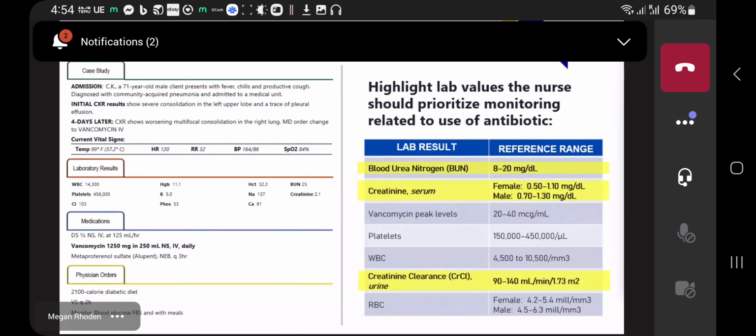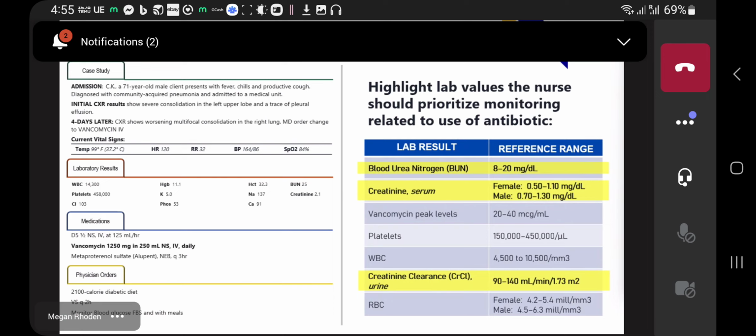And then usually only vancomycin troughs are needed. Random levels may be obtained in patients with poor renal function. At minimum, levels should be obtained for all patients by 72 hours of therapy and at least weekly thereafter. So we wouldn't necessarily need to know vancomycin peak levels. Okay, so we don't need to know those.